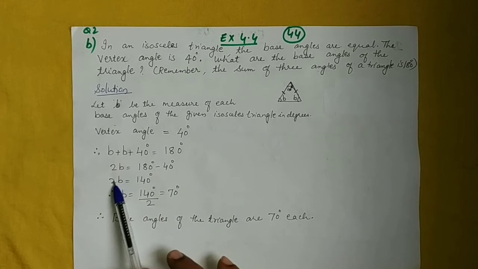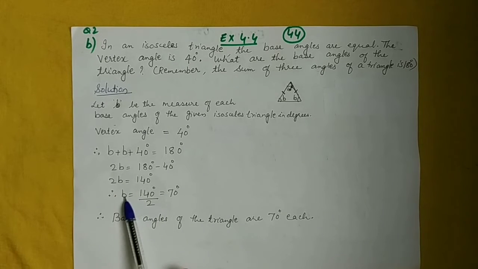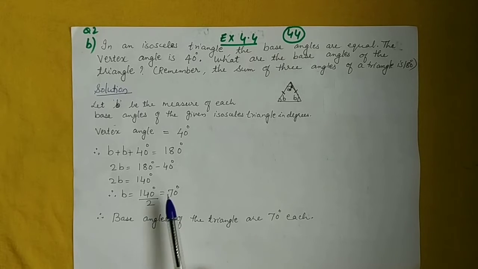Okay. So, 2B is what? 140 degree. Here 2 is multiplied by B. We are sending this 2 from LHS to RHS. So, when it reaches RHS, it will divide. Okay. So, B is what? 140 by 2. So 70 degree. That means base angle is what? 70 degree. There are two base angles. So base angles of the triangle are 70 degree each. Okay, both of them are 70 degrees.